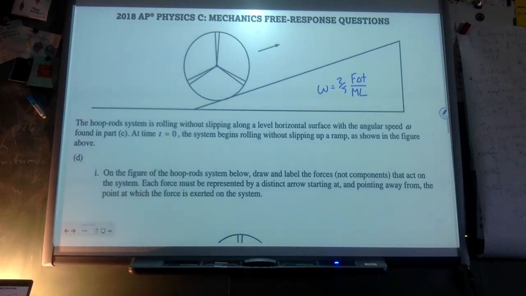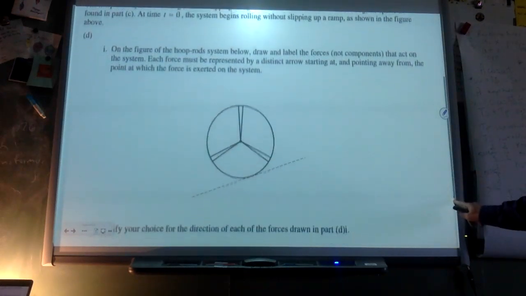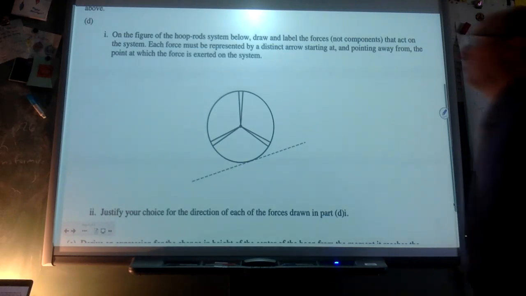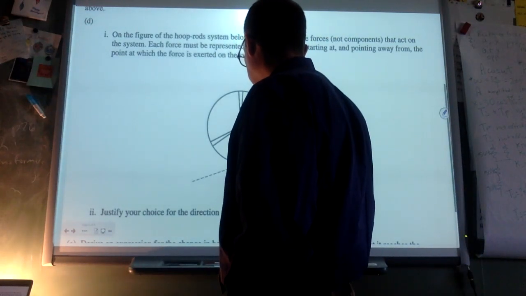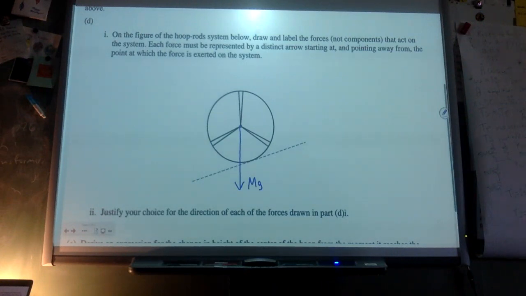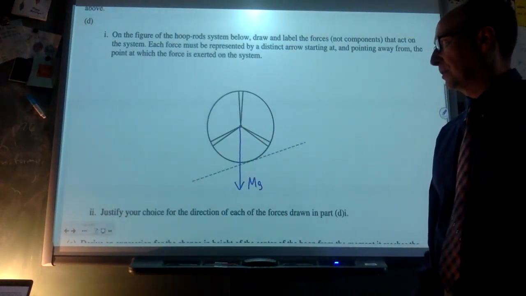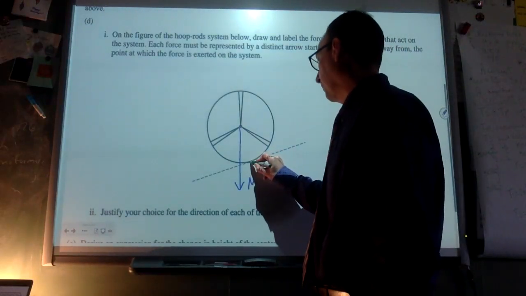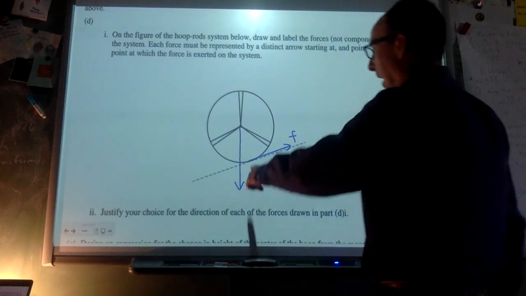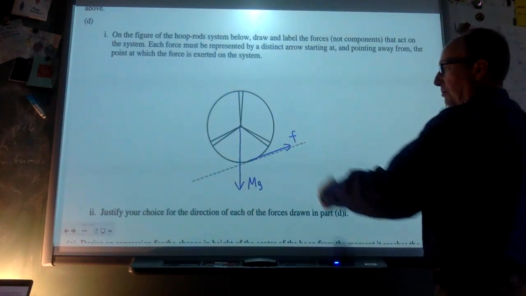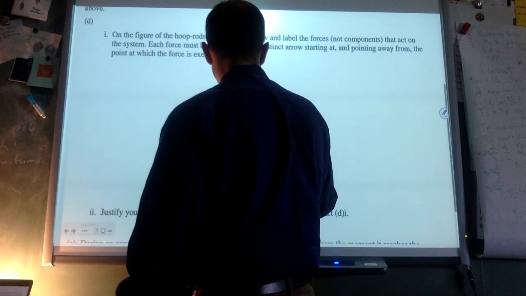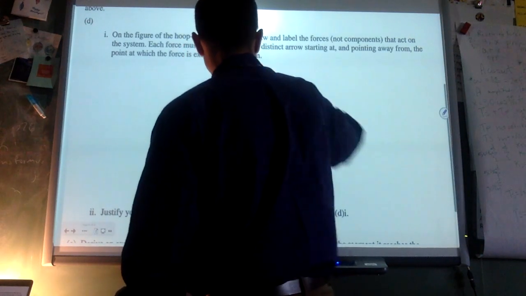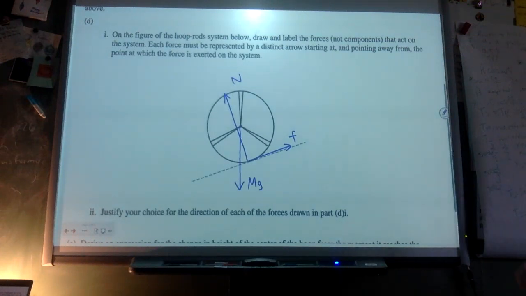On the figure of the hoop-rod system below, draw and label the forces, not components, that act on the system. Each force must be represented by a distinct arrow starting at and pointing away from the point at which the force is exerted. So it would have a force of gravity, capital M G, acting at the center. It would have a frictional force acting at the point of contact along the direction of the incline, and it would have a normal force acting perpendicular, like that, and they kind of cross.